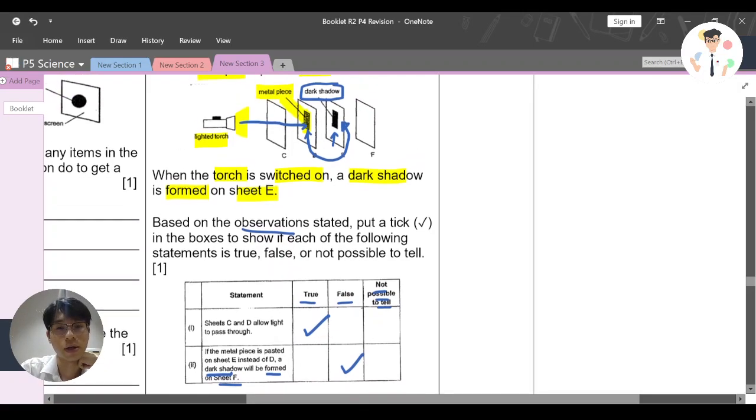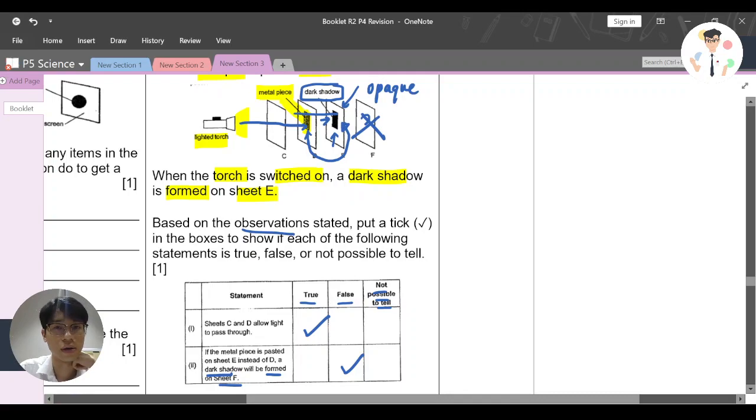That's because first you should understand that when a shadow is able to form on this E, this material is opaque. That means if I paste the metal piece here, it does not allow light to pass through, then a shadow cannot be formed here. So basically that's the idea.